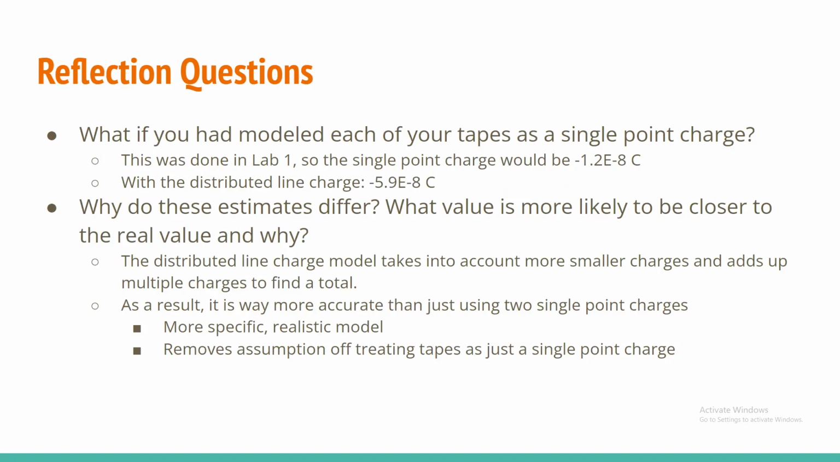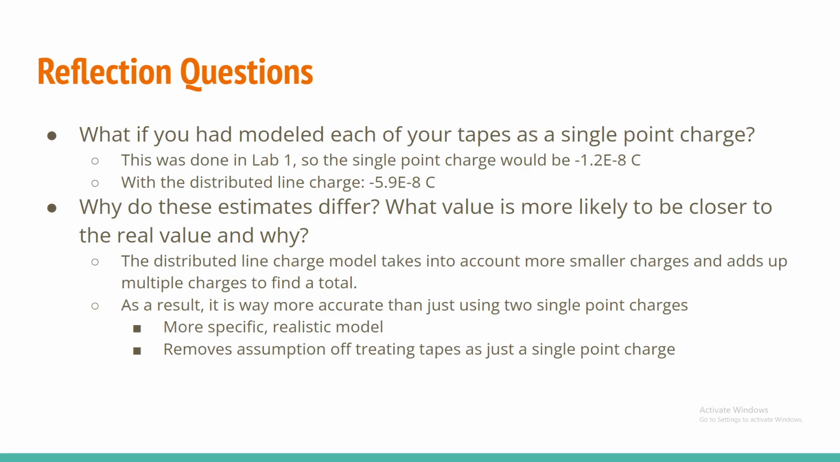And so if I had modeled the tapes as a single point charge, this would just result in the answer from lab 1. And so the single point charge would be negative 1.2 times 10 to the negative 8 coulombs. But with the distributed line charge, I get an answer of negative 5.9 times 10 to the negative 8 coulombs. And that is drastically larger than just a single point charge.